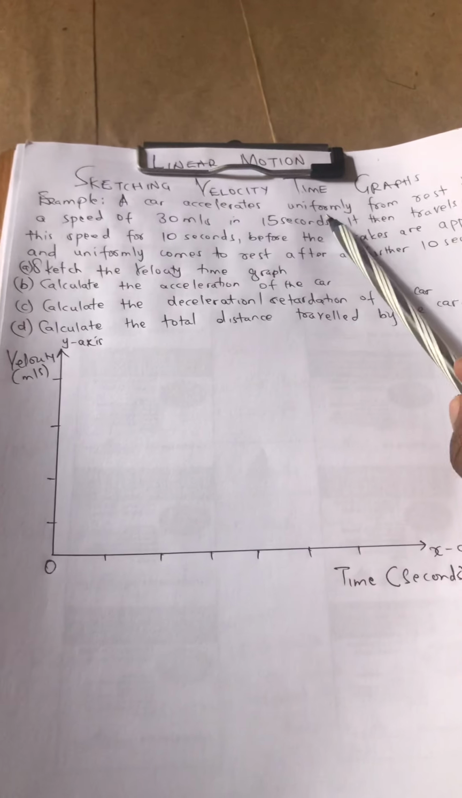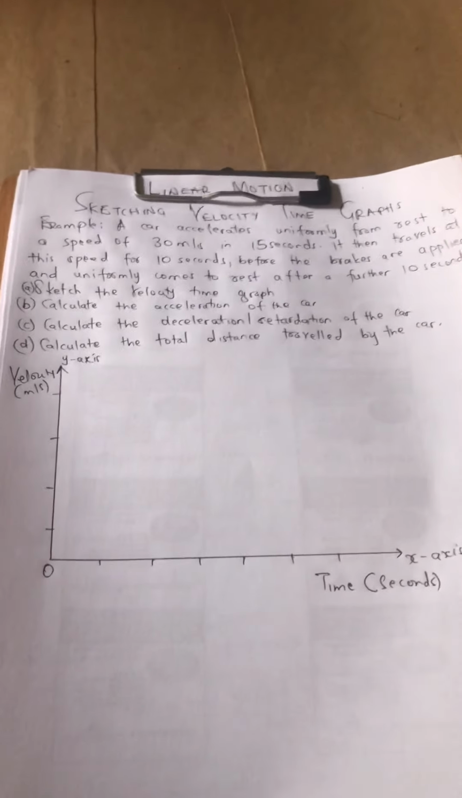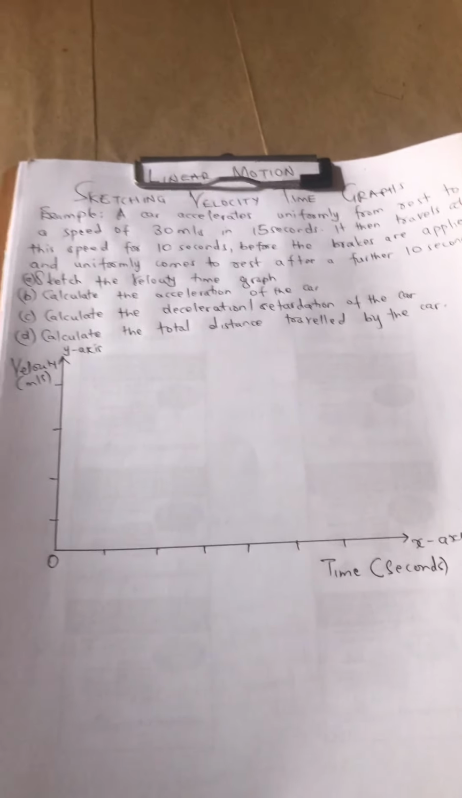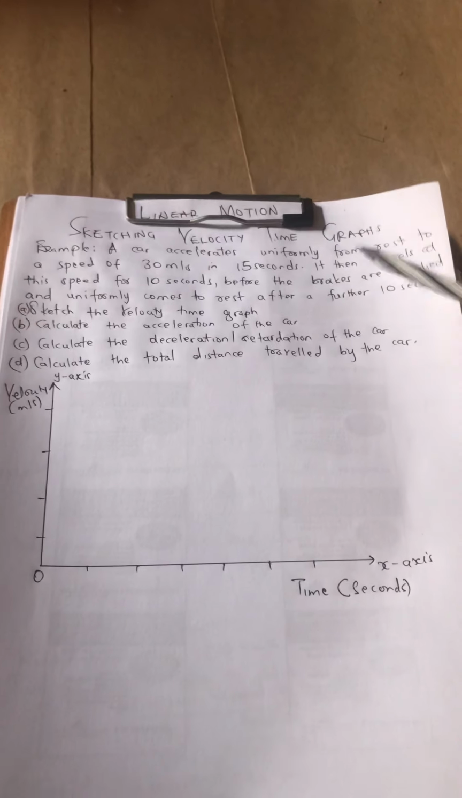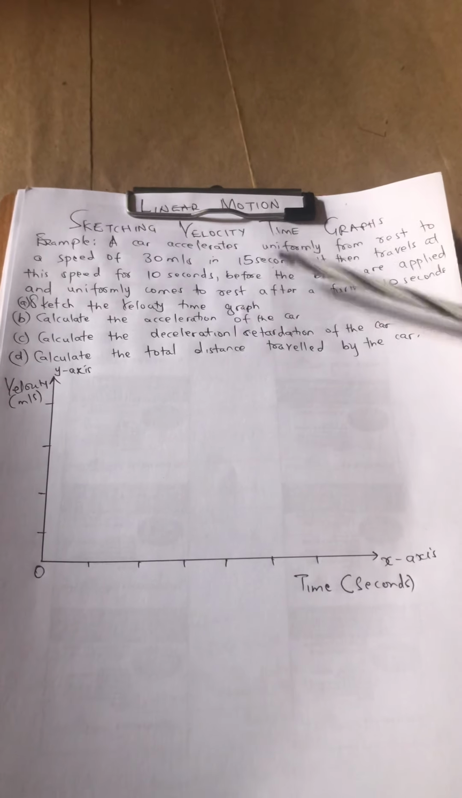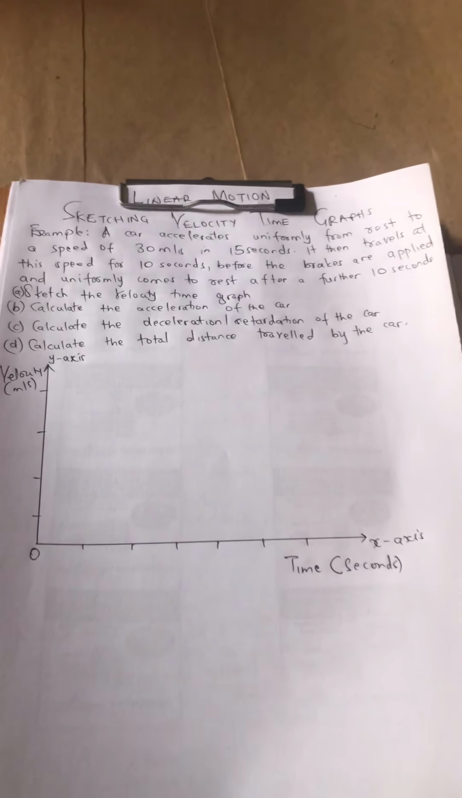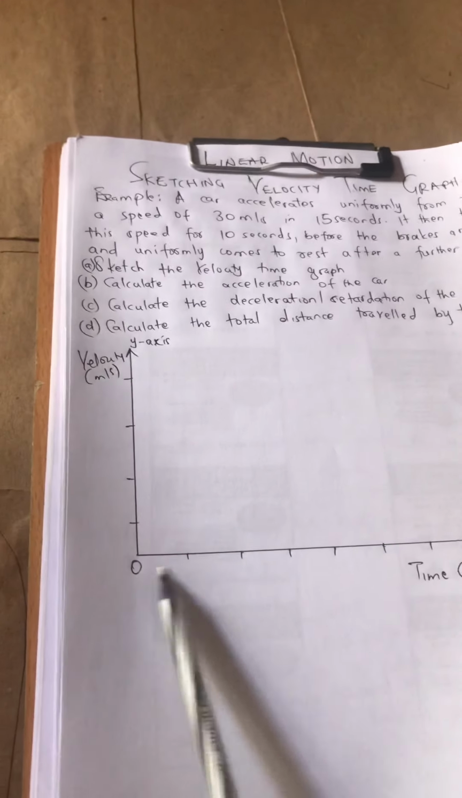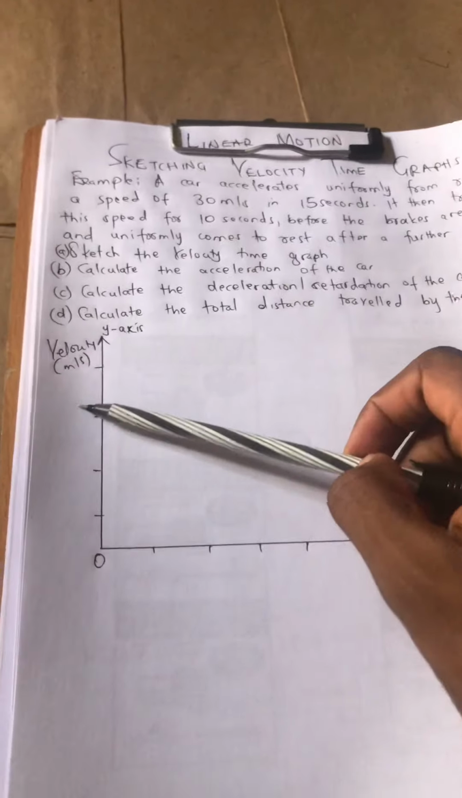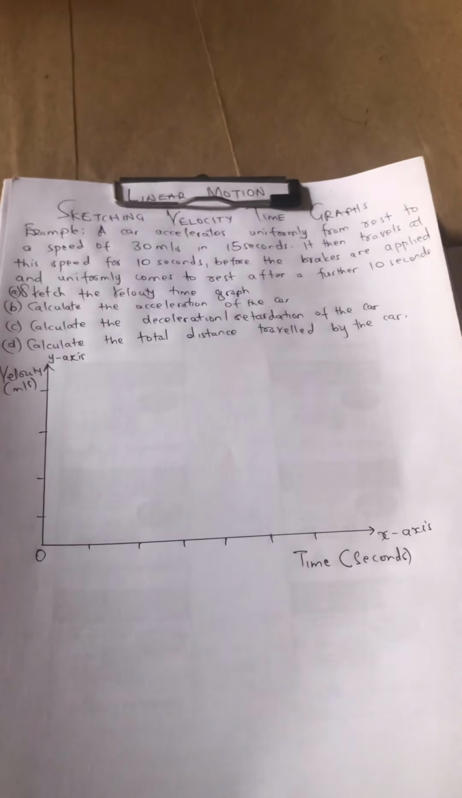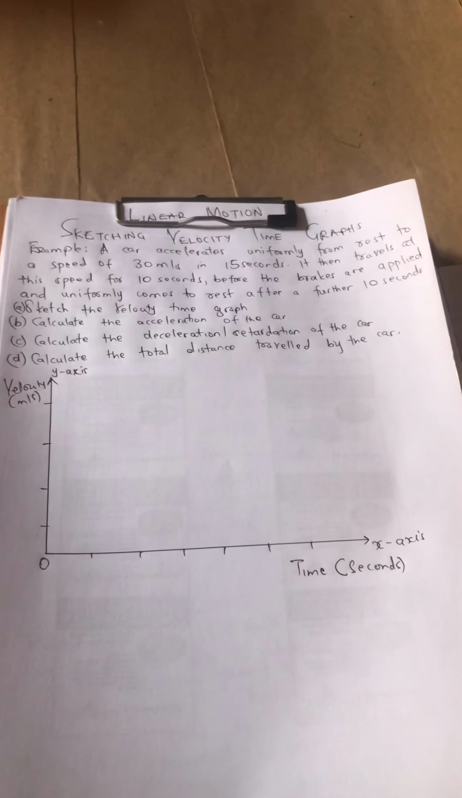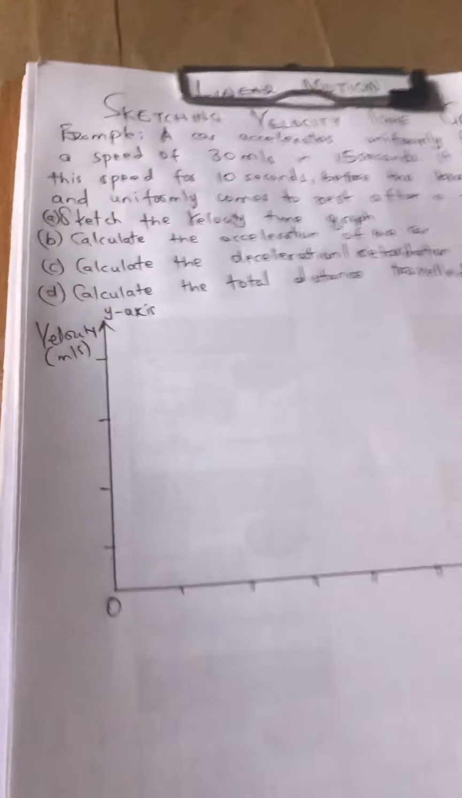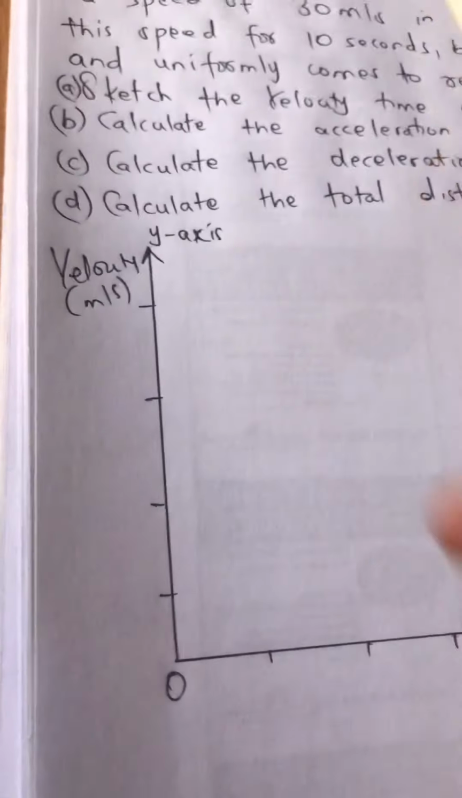A car accelerates uniformly. Uniformly inamaanisha with a straight line, haichange, ni moja. Kama ni 10 meters per second square acceleration, ni hivyo, haichange. So accelerates uniformly from rest to a speed of 30 meters per second in 15 seconds. Okay? So tunaambiwa ina travel in 15 seconds, ina travel at a speed of 30 meters per second. Hapo sawa? Nice one. So nikiangalia vizuri hapa, the maximum speed is 30 meters per second.